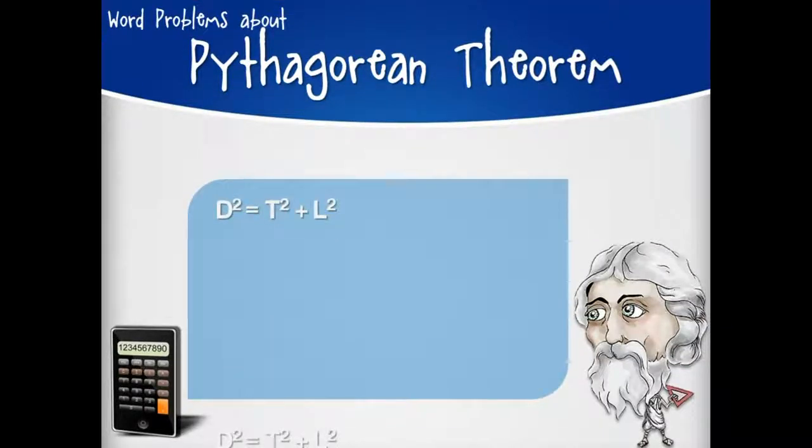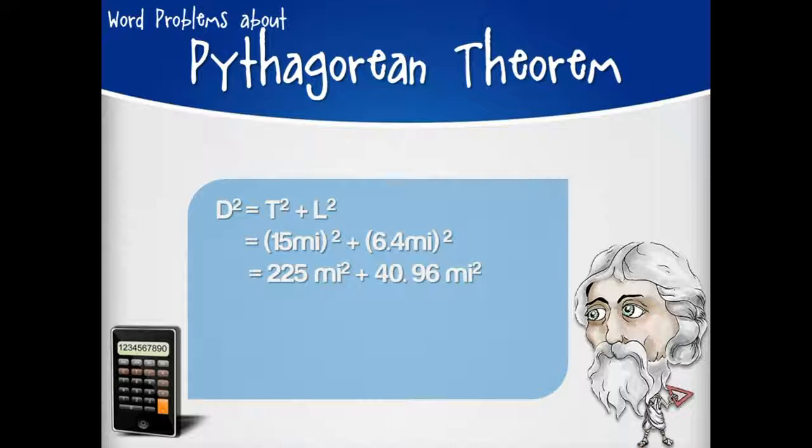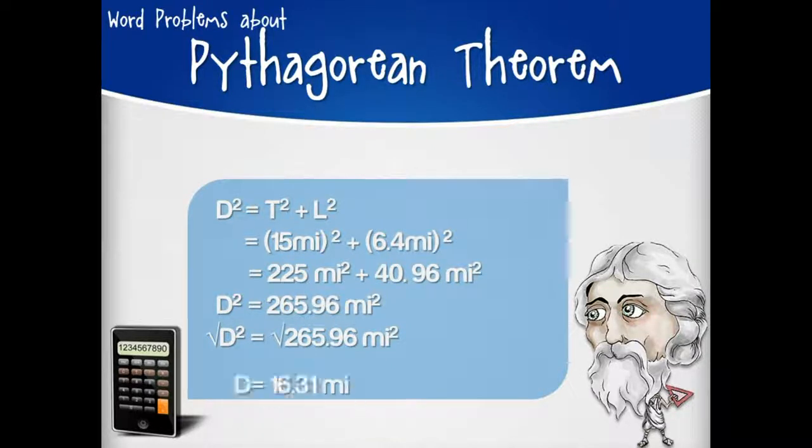D squared is equal to t squared plus l squared, which is equal to 15 miles squared plus 6.4 miles squared. Produces 225 square miles plus 40.96 square miles. D squared is equal to 265.96 square miles. To remove the exponent, put square root symbols on both sides, then the distance will be 16.31 miles.